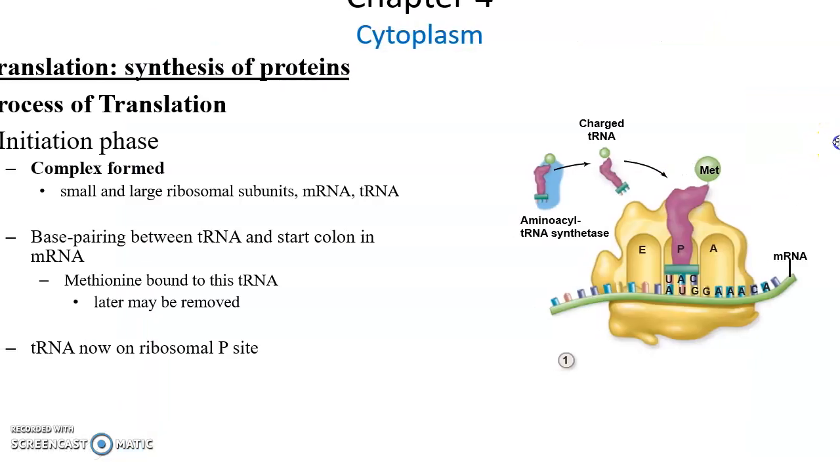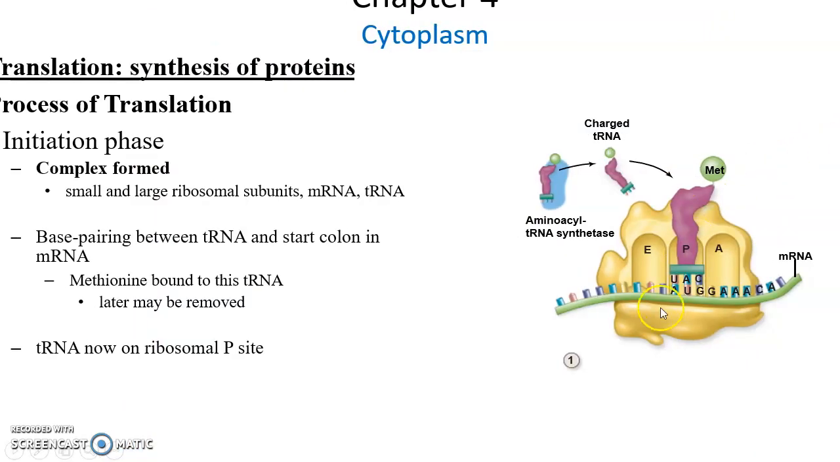All right, translation. The initial phase is when the complex is formed. The ribosome forms on the messenger RNA. The ribosome then finds the start codon, AUG, in the messenger RNA, and then it'll bring in the tRNA that complementary base pairs with that codon, AUG, and that tRNA is always going to be carrying the amino acid methionine, which may be removed later on or not. Maybe it's needed for the protein.